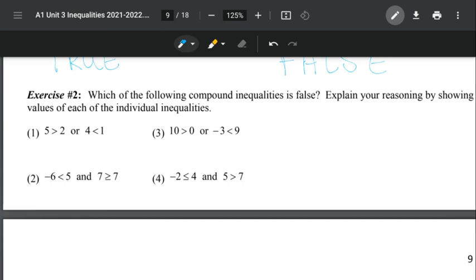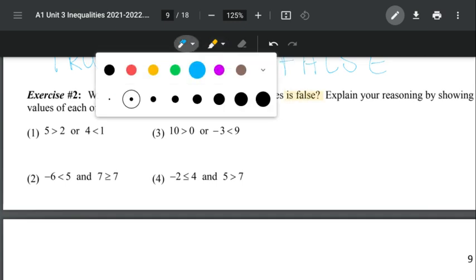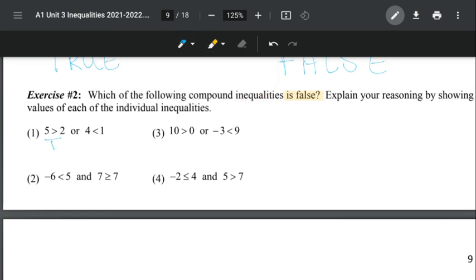Okay, multiple choice. Which of the following compound inequalities is false? Explain your reasoning by showing the truth values of each of the individual inequalities. So we are looking for where it's false. Let's just go and do each problem. 5 is bigger than 2, or it doesn't matter what the other one is. This statement is true. If you have an or with at least one true, you're good to go. Number 2: 5 is bigger than -6. Yep, that's true. And 7 greater than or equal to 7. That's true. This whole statement is true.